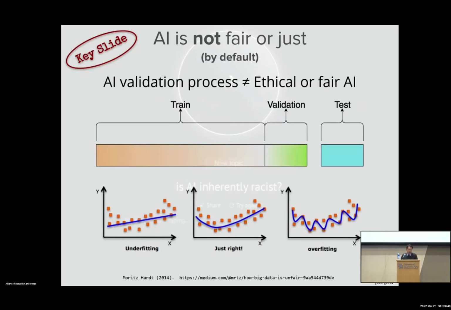And it turns out, and this is one of the key slides, that AI is not fair or just by default, right? The current way by which we do AI training and validation and testing does not at all mean that we're creating fair, ethical AI. And so you've seen some of the diagrams on this slide here.